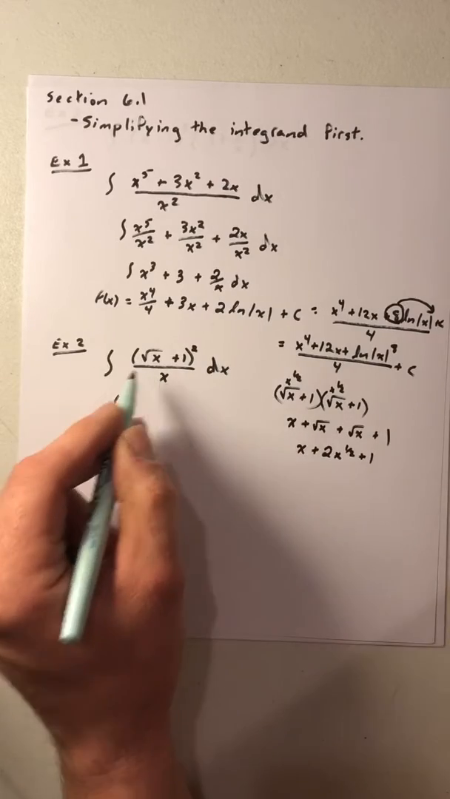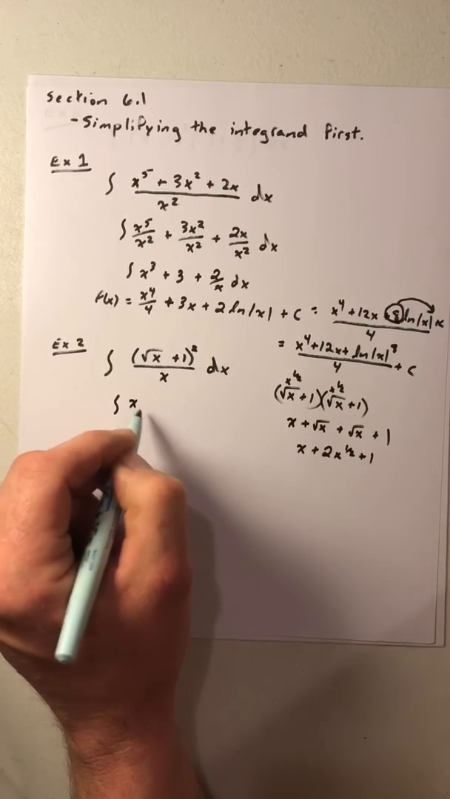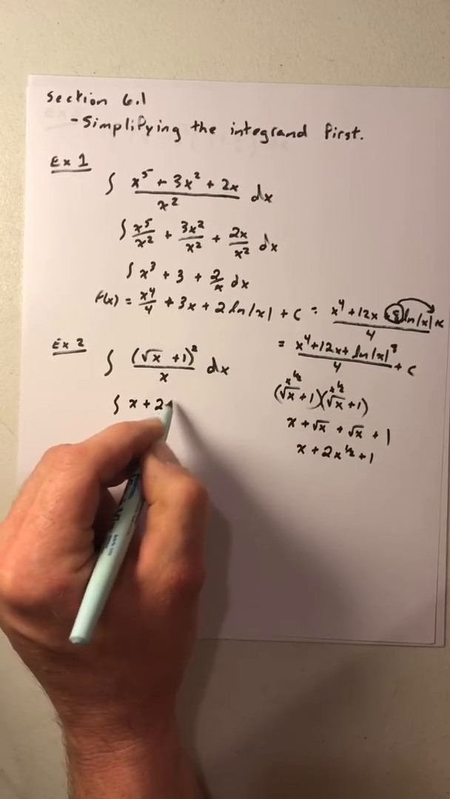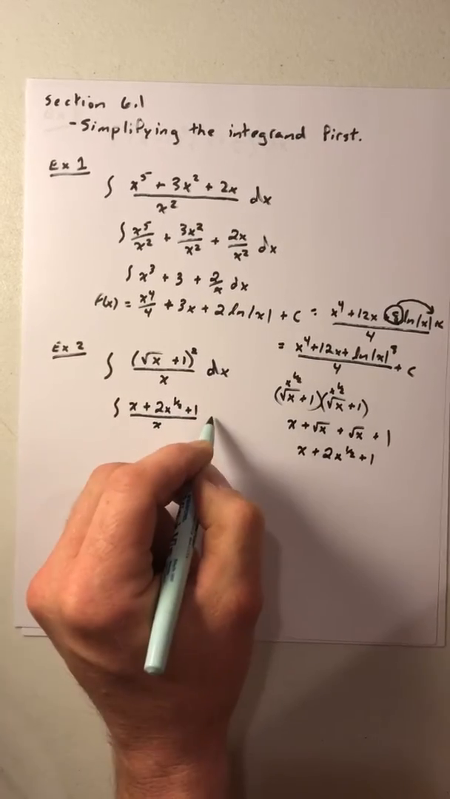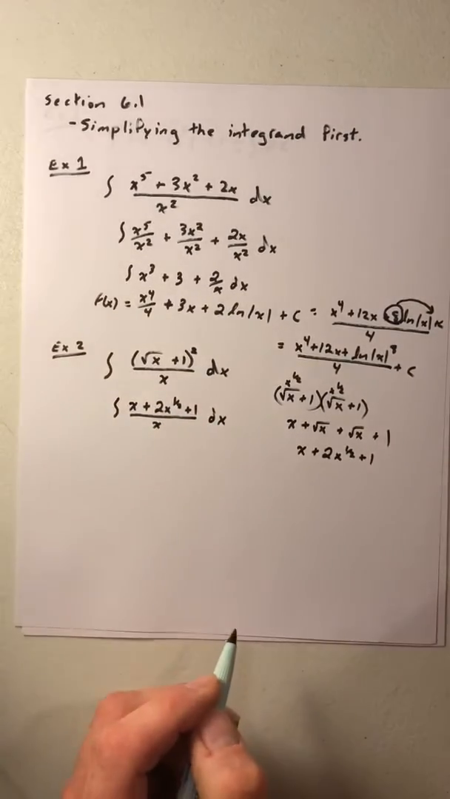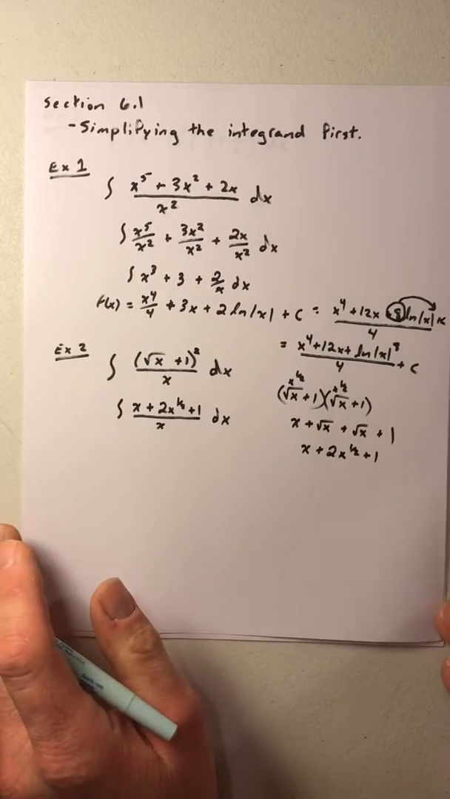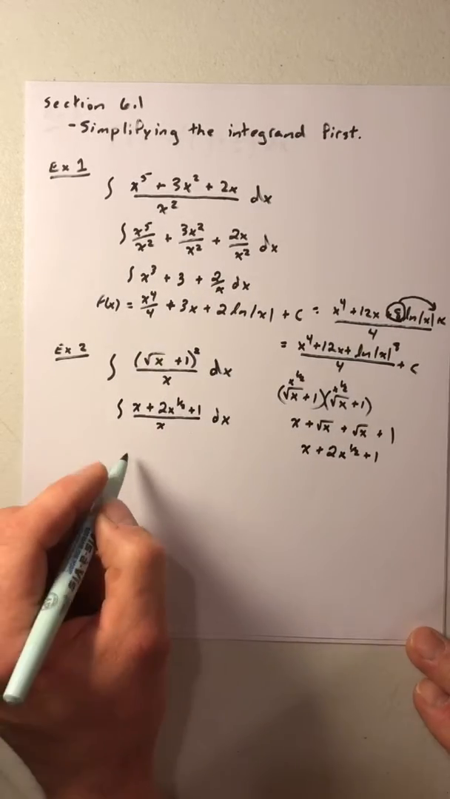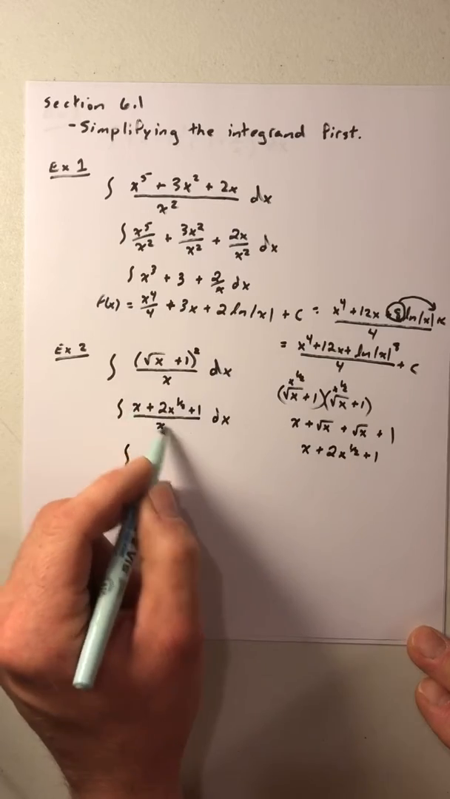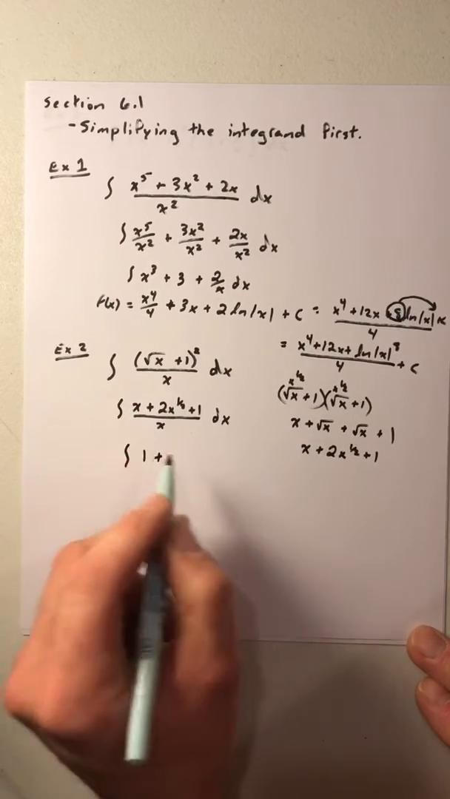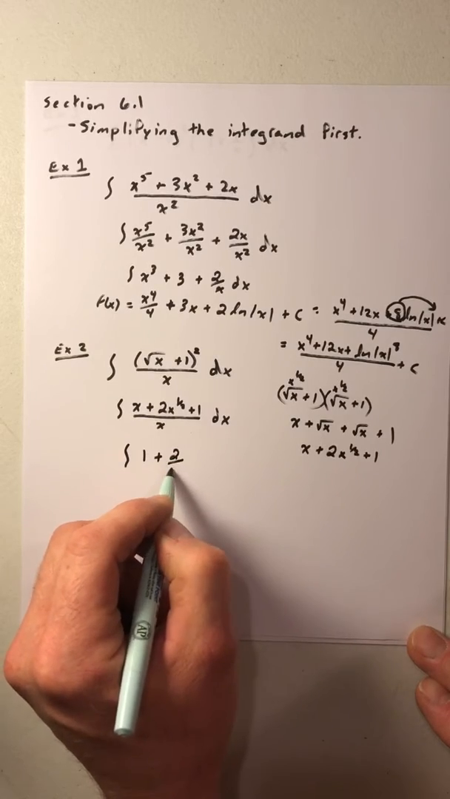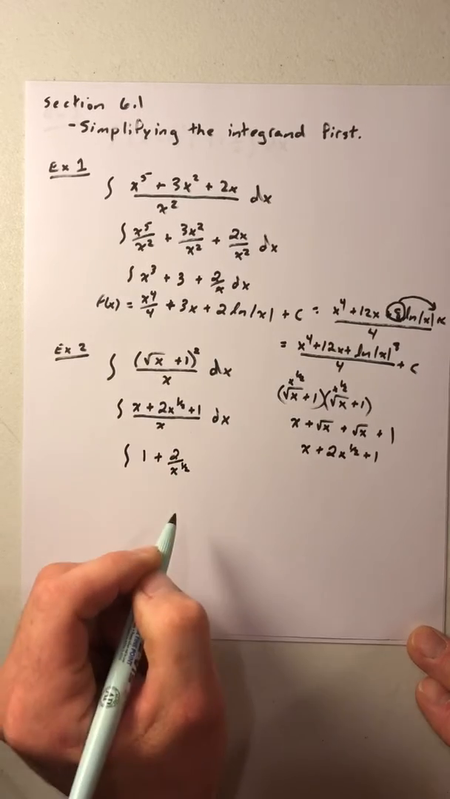So bringing that back over into my integrand, I have x plus 2x to the 1/2 plus 1, over x, dx. Now I can start to separate this fraction out. So to separate it out, I get x divided by x gives me 1. 2x to the 1/2 divided by x is 2 over x to the 1/2.